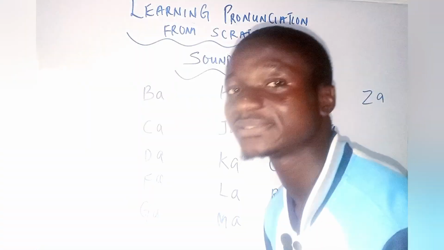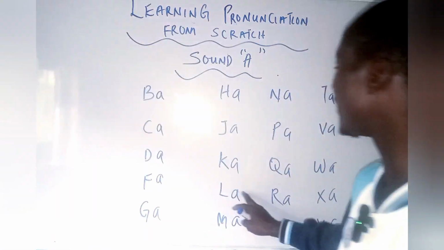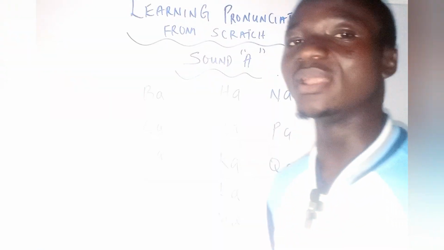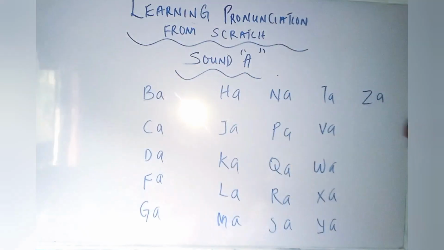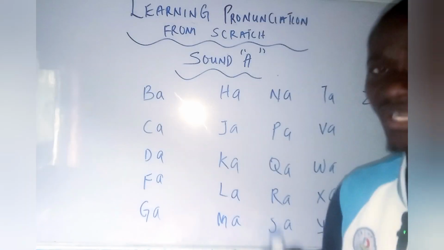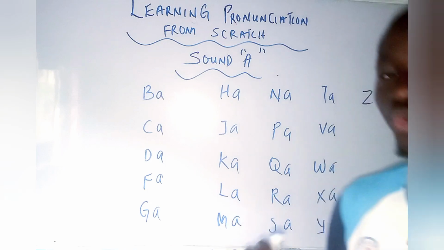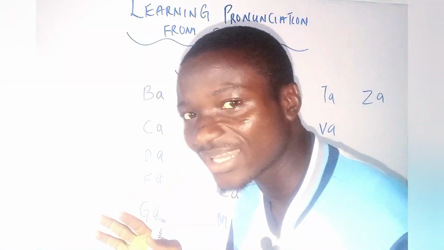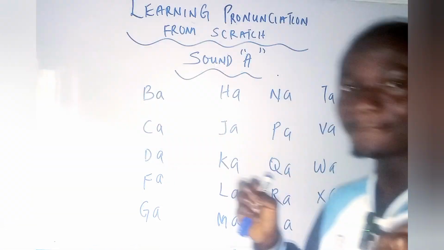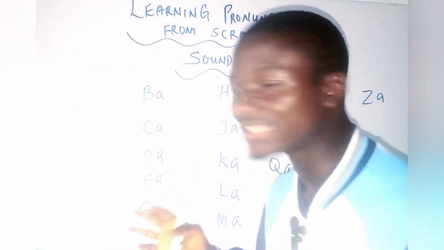Again. Ka. Now, L-A, because L is L, A is A. So, both of them is going to give us La. Again. La. Now, M-A, because M is M, A is A. So, one to go. Ma. Okay? Try it again. Ma.